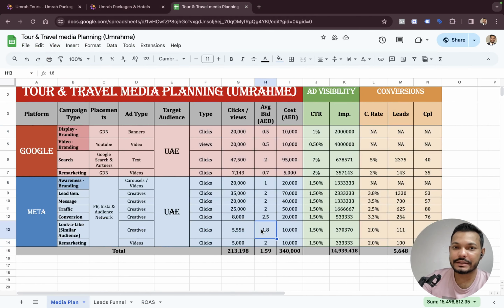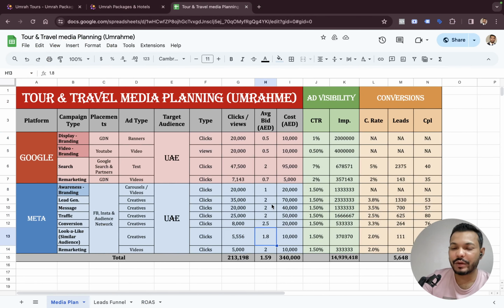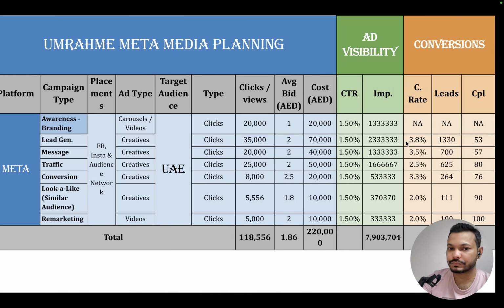So media planning is quite difficult for people who have never generated any media plan. But just to explain, it starts with allocating the budgets to different campaigns, finding out the overall clicks for those campaigns, finding out the overall impressions, conversion rates, leads, and finally the cost per lead.